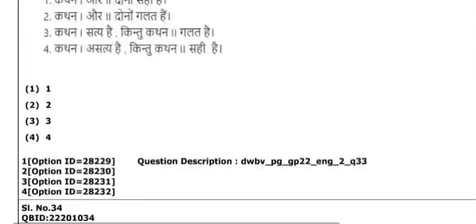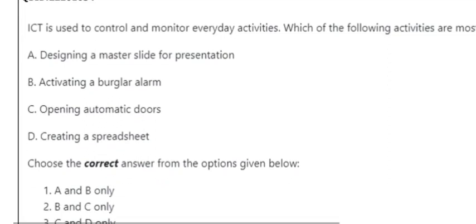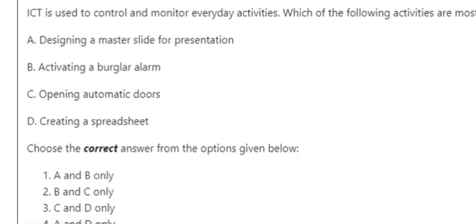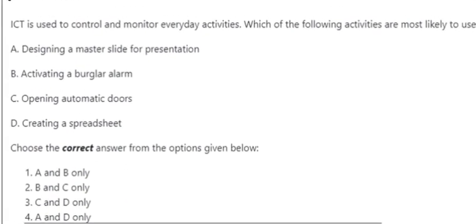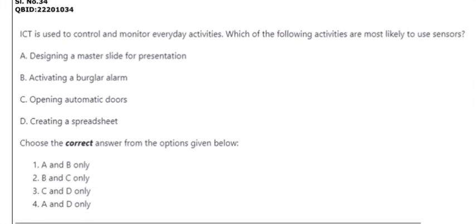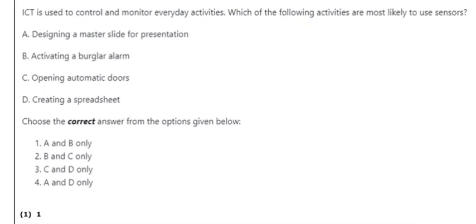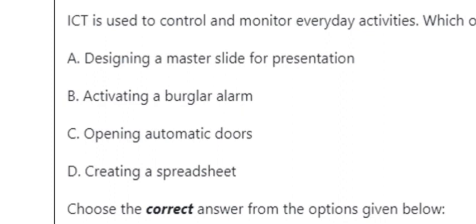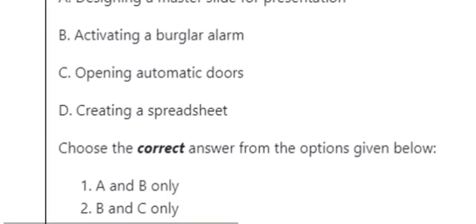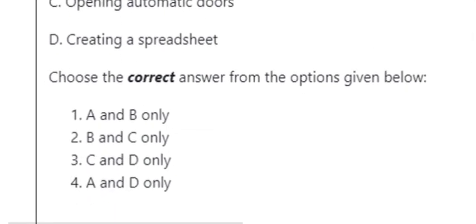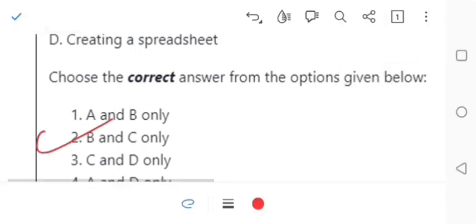Next, question 34. ICT is used to control and monitor everyday activities. Which of the following activities are most likely to use sensors? Designing a master slide for presentation, activating a burglar alarm, opening automatic doors, creating a spreadsheet. Choose the correct answer from the options below. A and B, B and C, C and D, A and D. For 34, the correct option will be number B. B and C only will be correct.